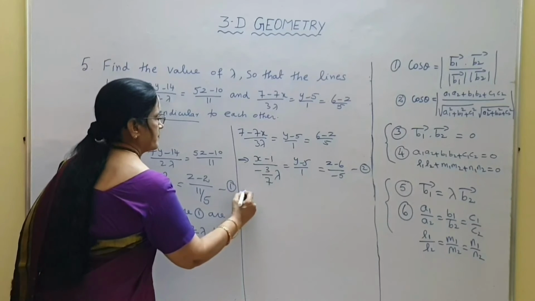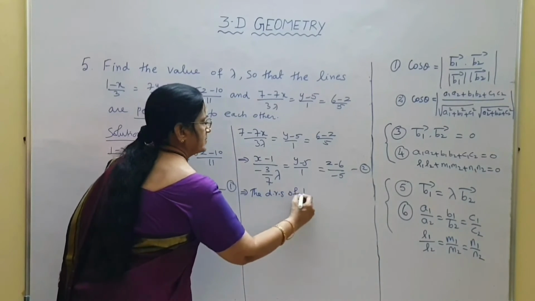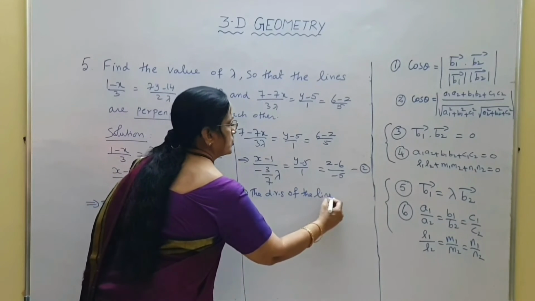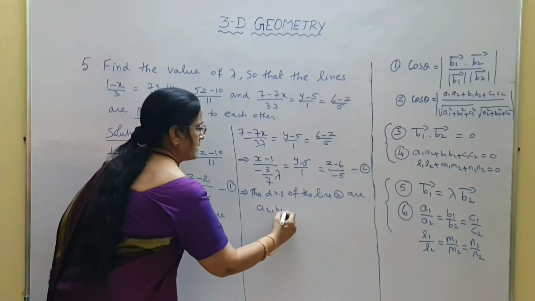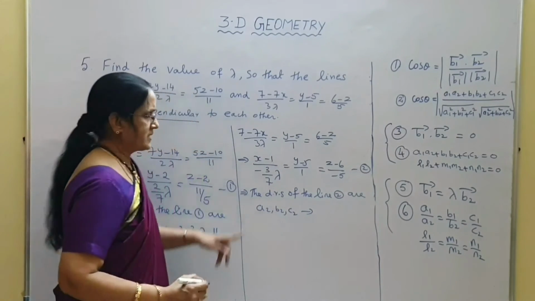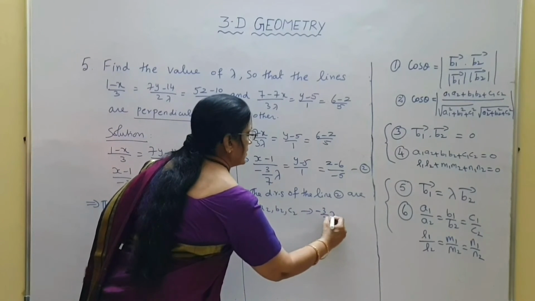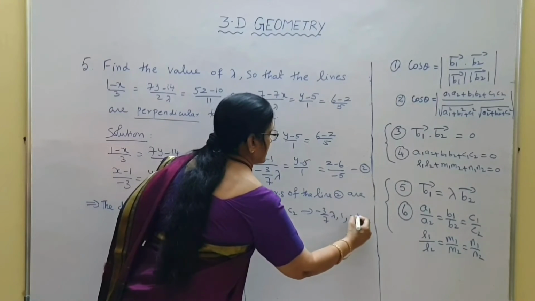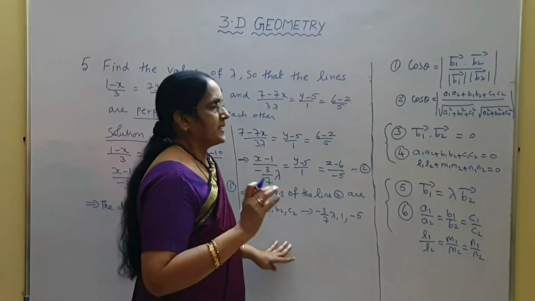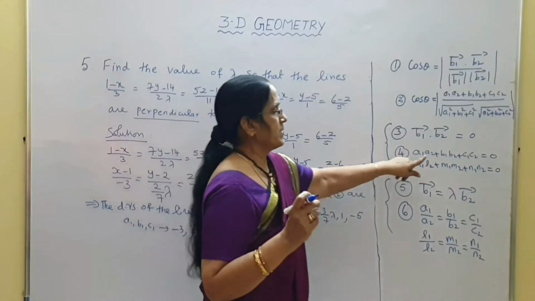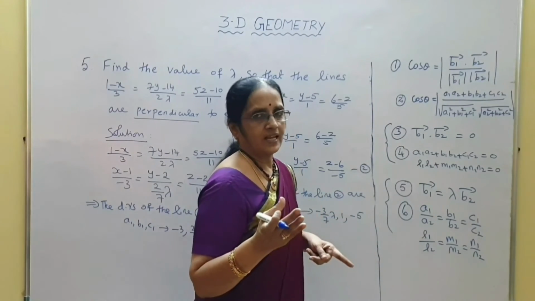This implies the direction ratios of the line 2 are A2, B2, C2. So nothing but minus 3 by 7 lambda, 1, minus 5. Now that I know A1, B1, C1 and A2, B2, C2, easily I can substitute in this formula A1, A2 plus B1, B2 plus C1, C2 equal to 0 and get the value of lambda.